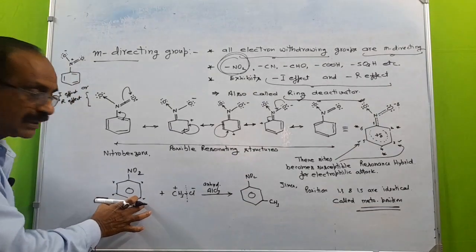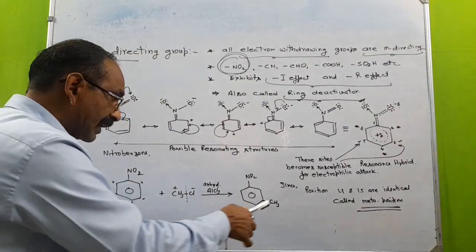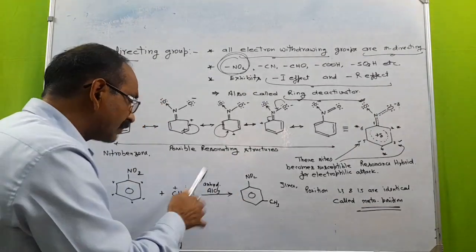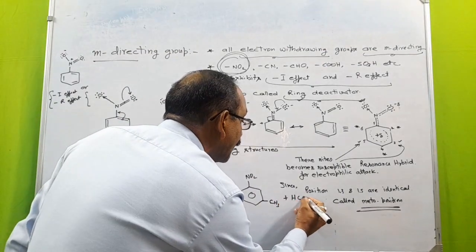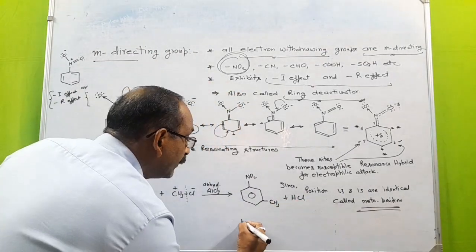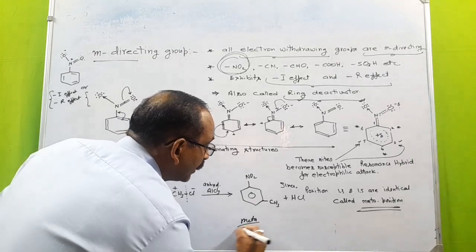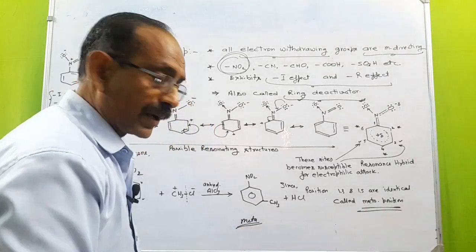or 5, means at meta position, and the hydrogen which will be replaced from here comes out with the Cl in the form of HCl, and in this way we will get here a meta substituted product. Is it clear?